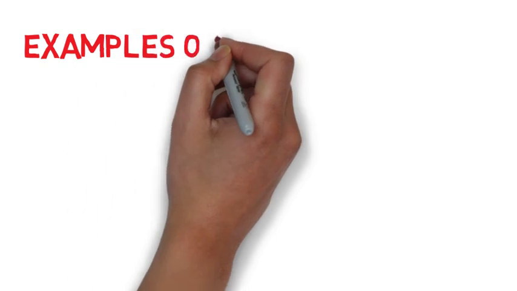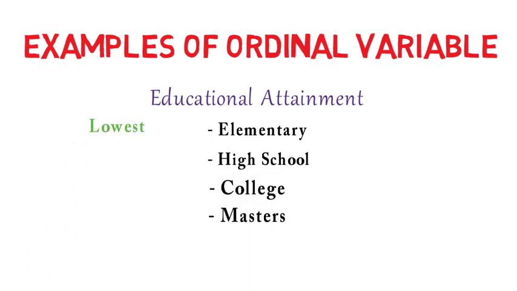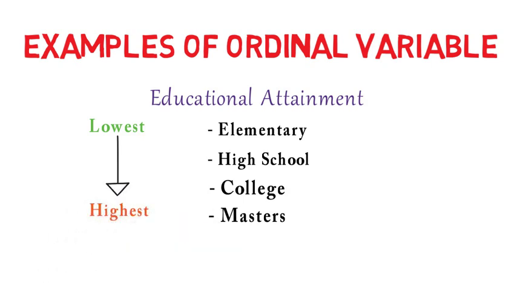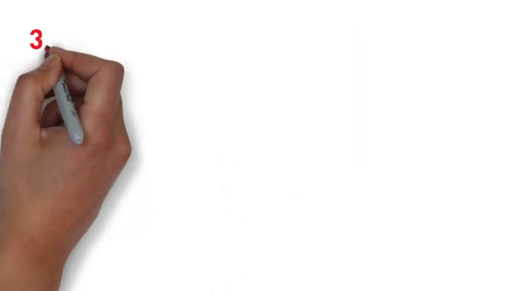So, nirank nila ang pang-president and through that survey, nalaman ko kung sino ang pinaka-preferred ng mga students in each department. Now, other examples of ordinal variables are educational attainment, which can be elementary, high school, college, masters, etc. It can be ranked from lowest to highest, diba? Same with academic honor roll, since meron tayong tinatawag na first honor, second honor, third, and so on.